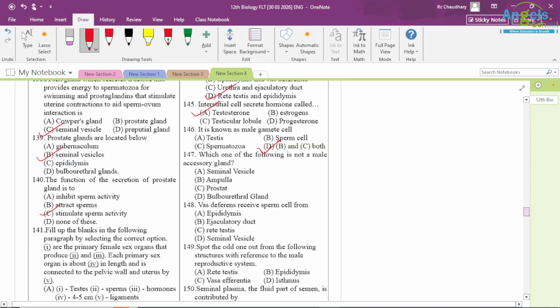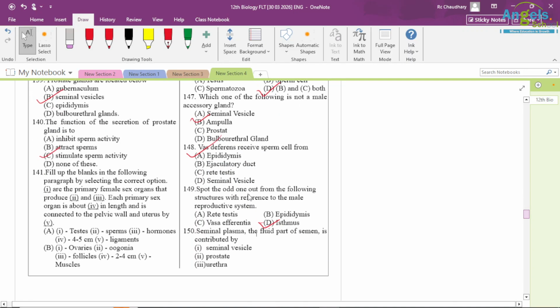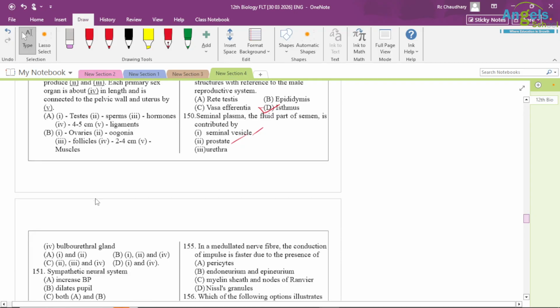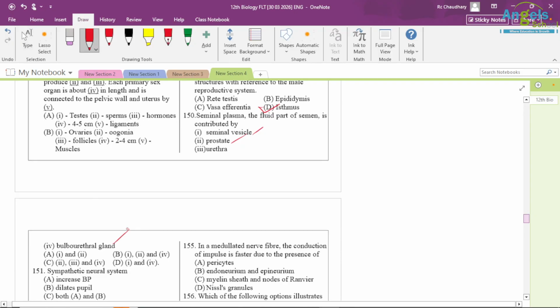147. Which of the following is not a male accessory gland? So ampulla is not a male accessory gland. It is present in a female. Vas deferens receives sperm cells from the epididymis, so option A is correct. Spot the odd one out regarding the male reproductive system. So isthmus is present in a female, so it is the odd one out. The seminal plasma fluid part of the semen is contributed by the seminal vesicle, prostate, and bulbourethral gland, not by urethra. So 1, 2 and 4.